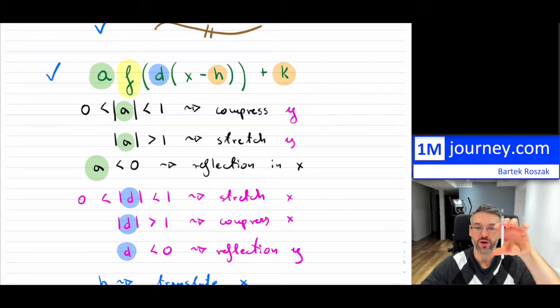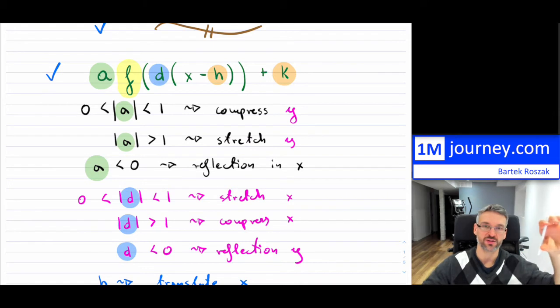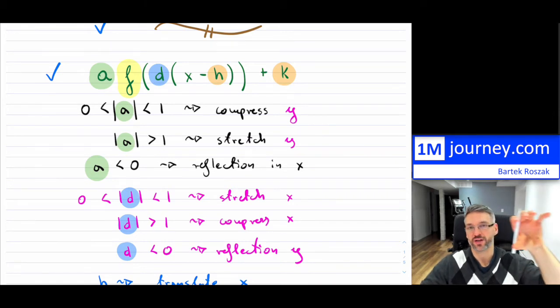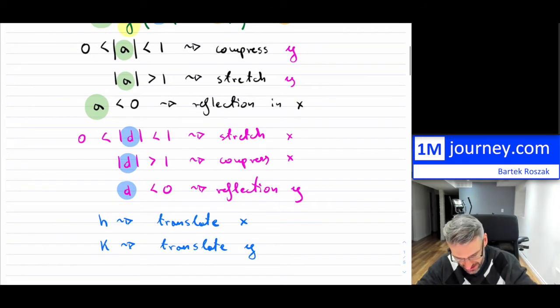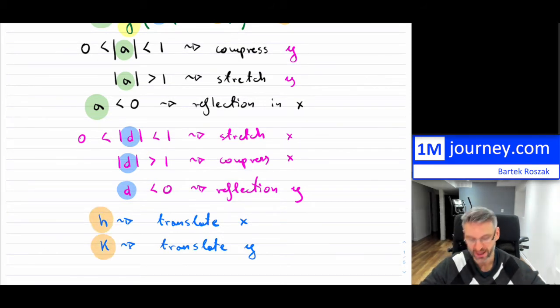So if h was positive, it would translate it to the right. If h is negative, it would translate it back to the left. And again, with k, it would translate it up if it's positive and down if it's negative. And this is exactly what we would see right here.